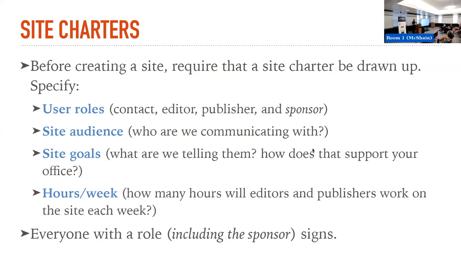Another one, and I talked about this one in our discussion before this, is the idea of the site charter, which I think is really powerful. Before a site is created, right, someone comes and says, hey, we need a website. You draw up a little document that we call a charter, you could probably call it something else, but it's going to specify a few things. It's going to specify what the user roles are here, right? Who is our contact? Who's the editor?